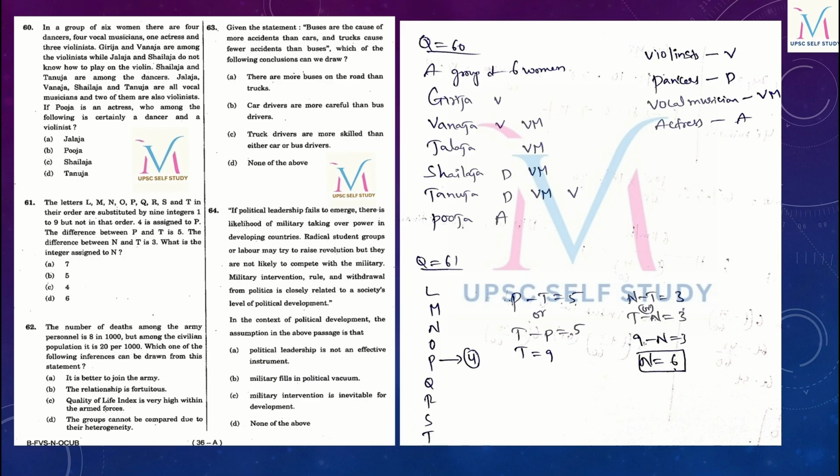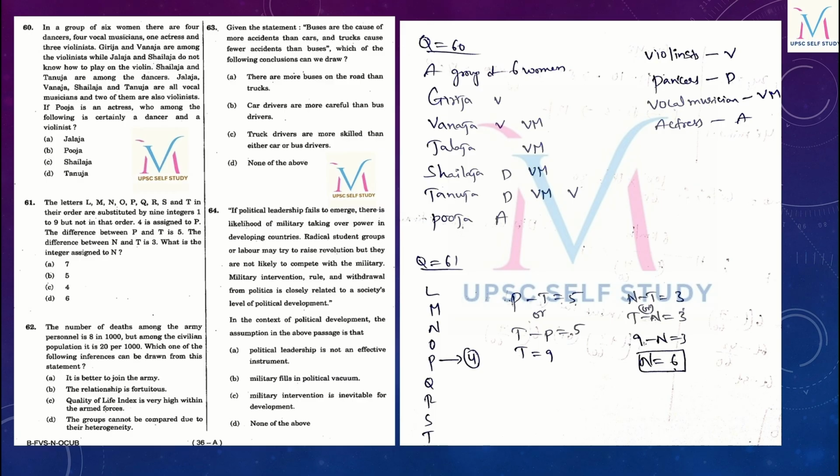Yes. So for the 62nd question, the answer is D. The groups cannot be compared due to their heterogeneity, because heterogeneity means difference in kind. So they cannot be compared. The army is very different from the civilian population, so we should not compare these things. For the 62nd question, the answer is D.